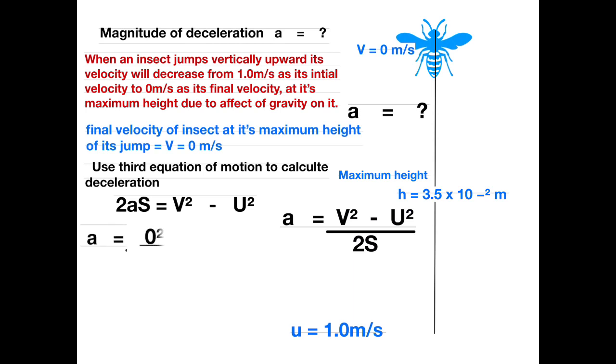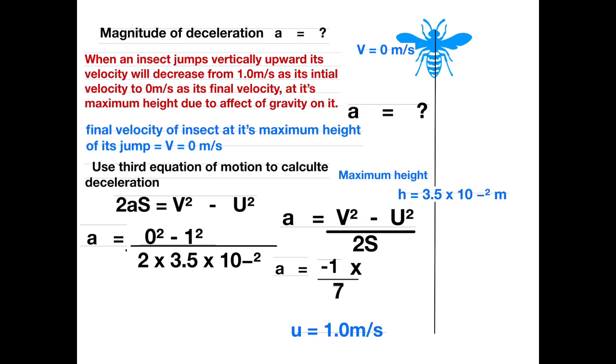Now considering that v is 0 and u is 1, let's plug in the values: 0 squared minus 1 squared, over 2 into s, which is the maximum height h, that is 3.5 into 10 to the power minus 2. So 0 squared is 0, minus 1 squared is 1, so you'll get minus 1 divided by 2 into 3.5, which makes it 7, so this will be minus 1 divided by 7 into 10 to the power minus 2. If you move the 10 to the power minus 2 upward, it becomes 10 to the power plus 2. So we have minus 1 by 7 into 10 to the power plus 2.